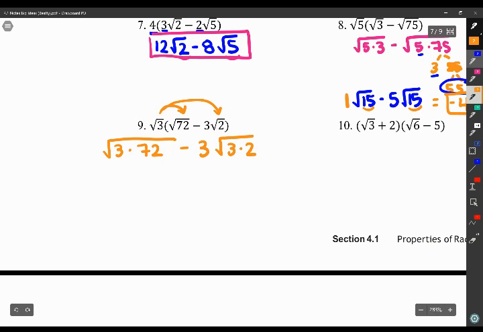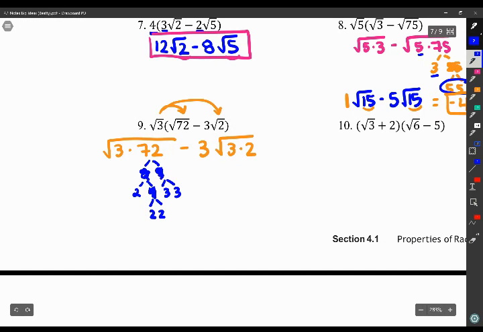And then again, we're going to break it down if we can. So 3 doesn't break down, but 72 will. Whatever you choose to do there, I'm just going to go with 8 and 9 because that's the first one that comes to mind. So this is 2 and 4, which breaks down to be 2 and 2, and 9 breaks down to be 3 and 3.